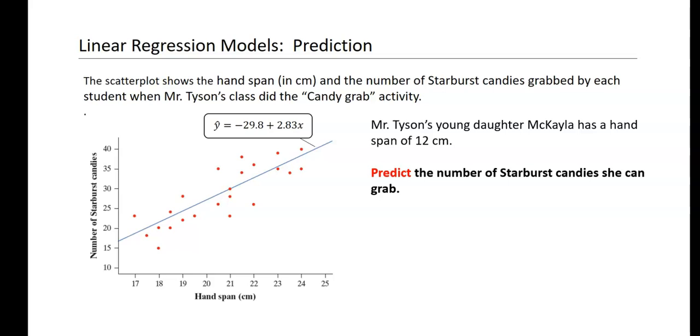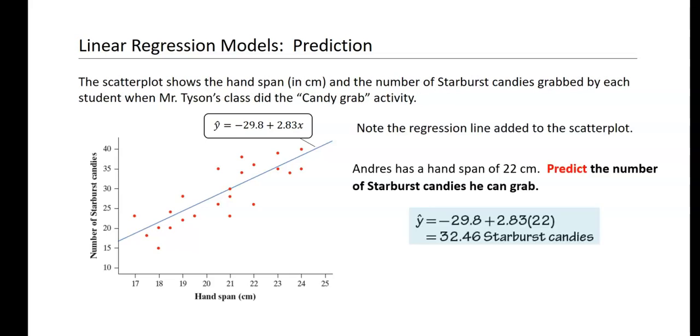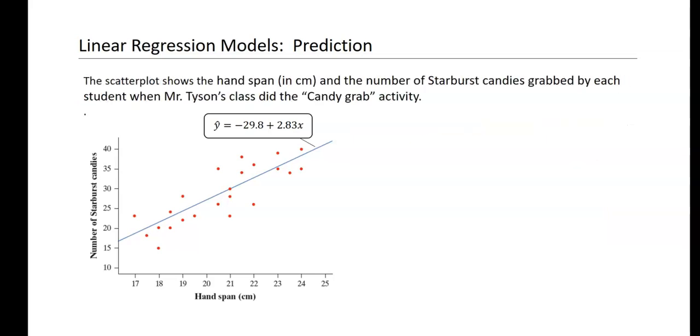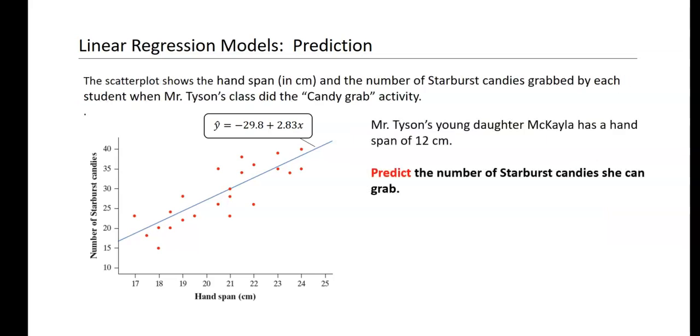Mr. Tyson's young daughter, Michaela, has a handspan of 12. So like the last question, 22, that's right inside the x values there. That's interpolation, that's good. Michaela has a handspan of 12. That's way outside the range here, but let's answer the question. So you can still plug in 12 and get a prediction. We predict 4.16 Starburst candies when we plugged in.